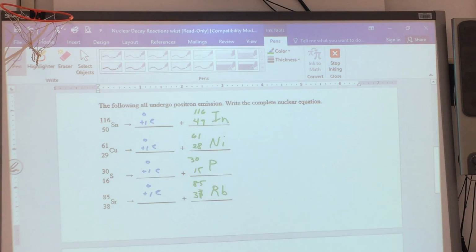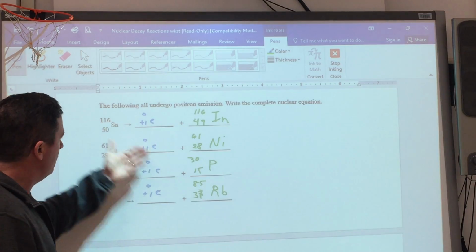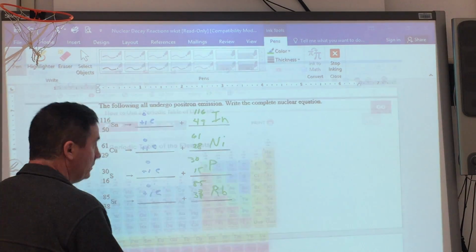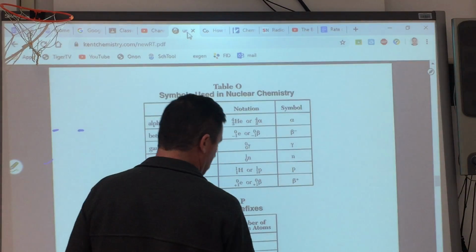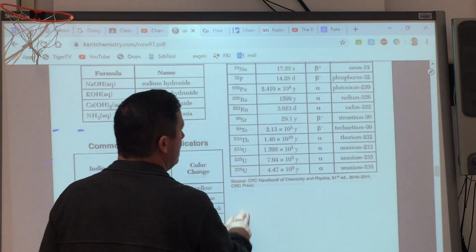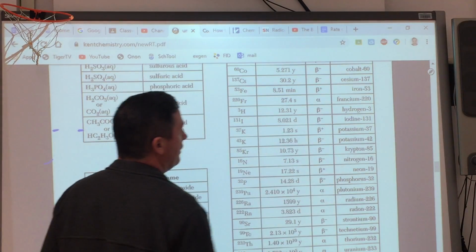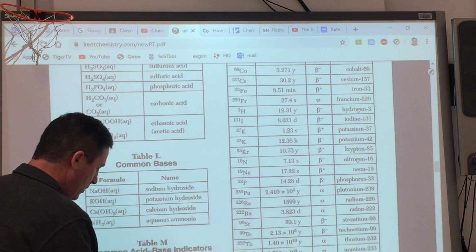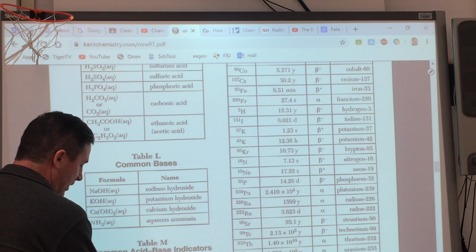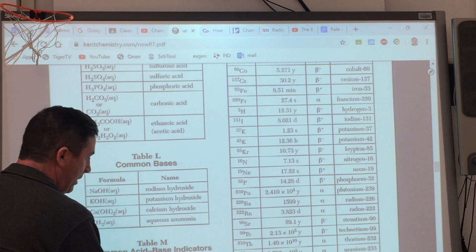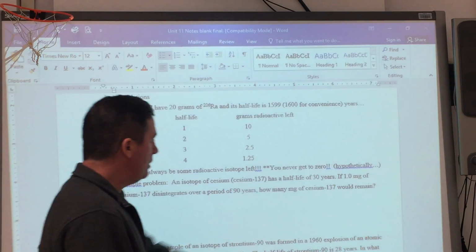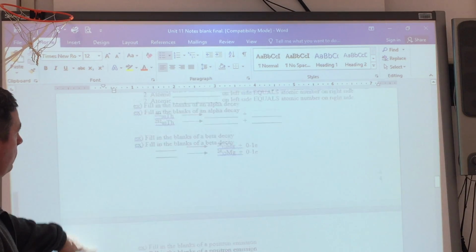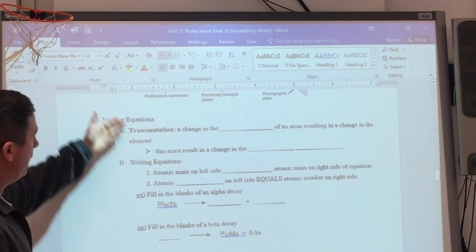Okay? So hopefully this isn't too bad for you. So you should be able to look these up, and then in the table N, I think it's N. Yep. In table N, you should be able to figure out what it becomes based on this. All right? But today, and we'll practice that right now actually, today we're going to be learning about half-lives. Okay?